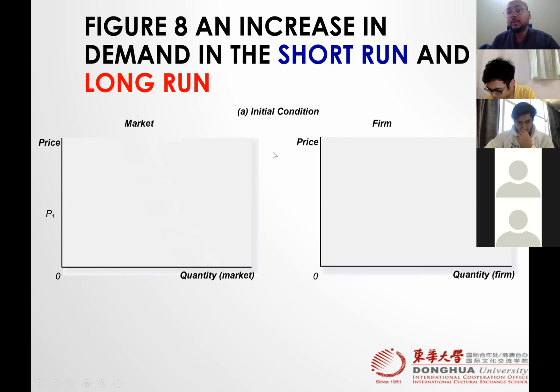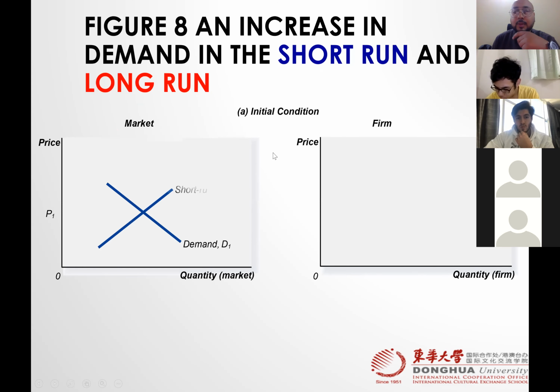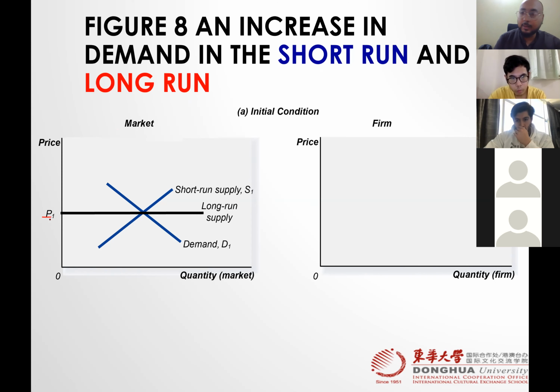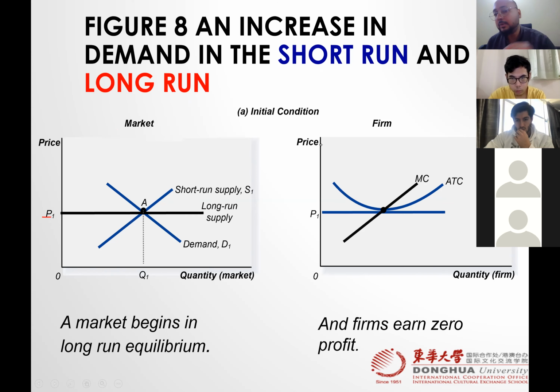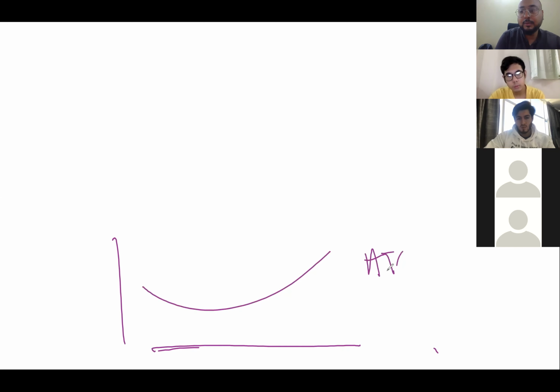Let's talk about this. This is the initial condition. The long run supply curve is a horizontal straight line, and we are producing at zero economic profit. So what does zero economic profit mean? Let me show you here. Zero economic profit means, this is the average total cost, and this is MC.